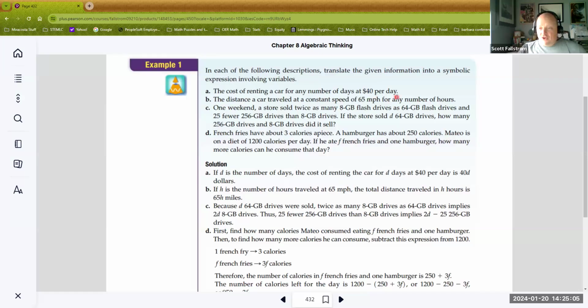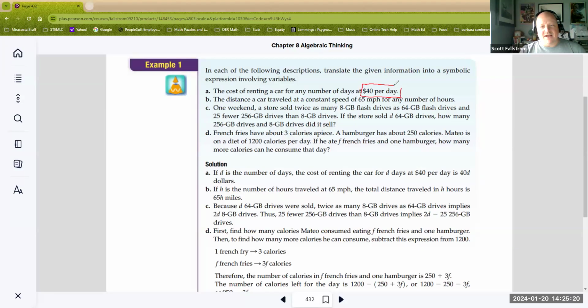a day. Well, picture it in your mind, right? If it was $40 and it was only for one day, you'd pay $40. If it was for 2 days, you'd pay $80. If it was for 3 days, you'd pay $120. So when you think about what you're doing, you are taking the $40 per day as the daily rate, and you're multiplying by how many days you're renting the car.